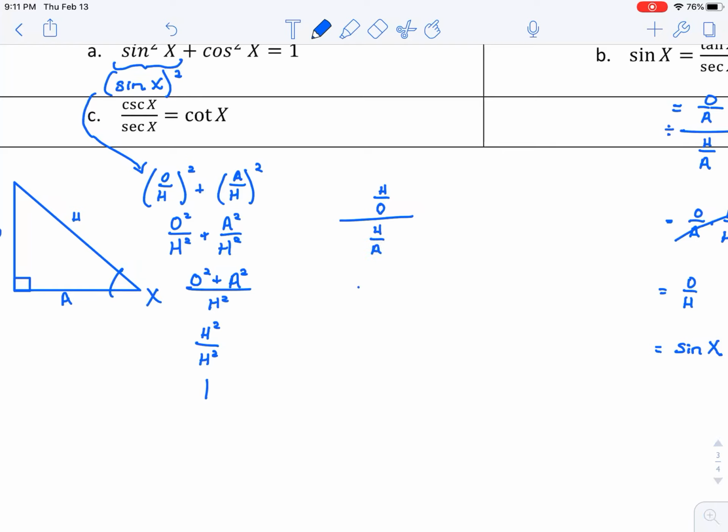Just like the last one, I'm going to keep my numerator the same, and I'm going to multiply by the reciprocal of the denominator, which means I have a over o. That's the reciprocal of tangent, because tangent's o over a, which means we've just shown that that side is cotangent. So just a good application of what those rules are, proving that one side equals the other.